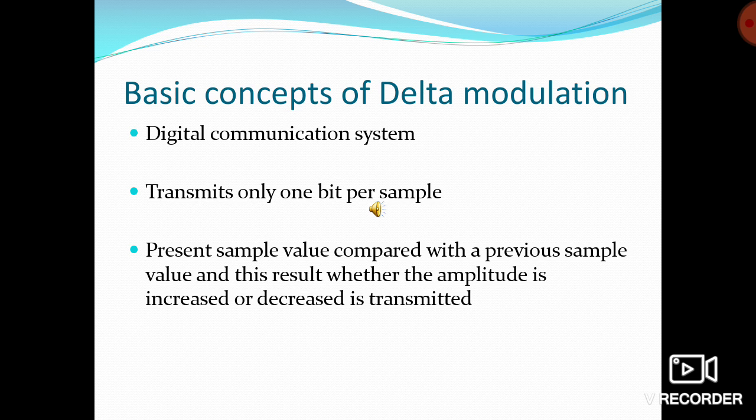We know the PCM system transmits all the bits which are used to code a sample, so the signaling rate and transmission channel bandwidth are quite large. To overcome this problem, we use delta modulation. Delta modulation transmits only one bit per sample. There, the present sample value is compared with the previous sample value, and this result, whether the amplitude is increased or decreased, is transmitted.